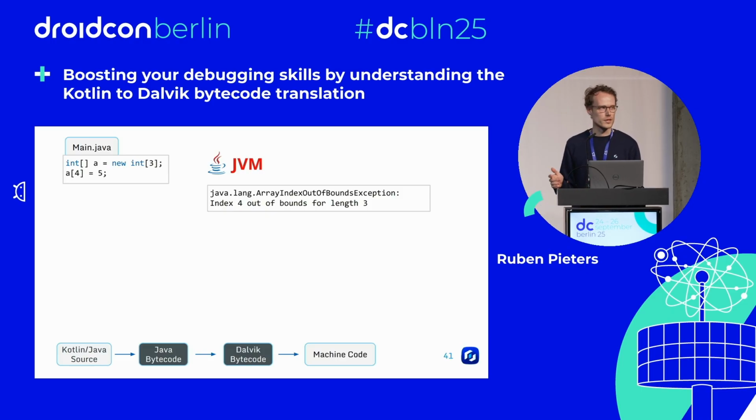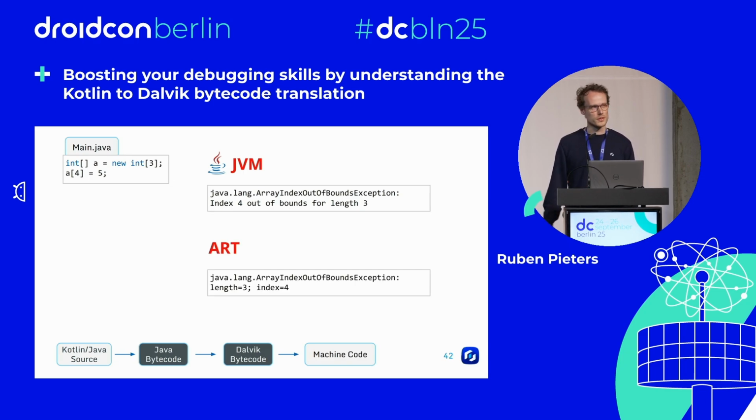So in the JVM, for example, the message that you will get with the array index out of bounds exception is "index 4 out of bounds for length 3." While if you run this on the ART, the message will be a bit shorter. It will simply say "length=3; index=4." So that's just a simple example to illustrate that the behavior can be slightly different.